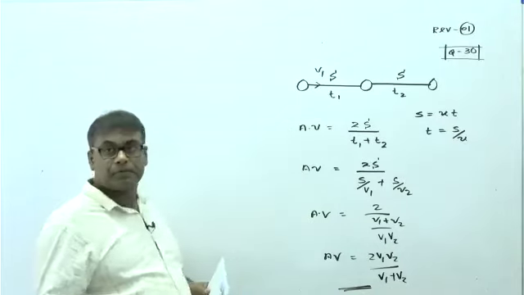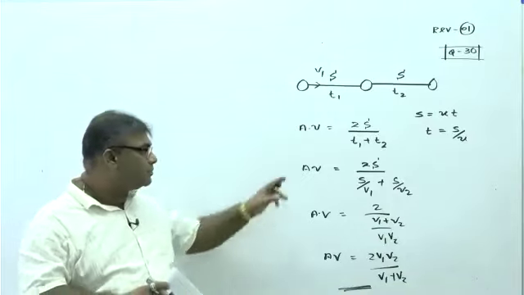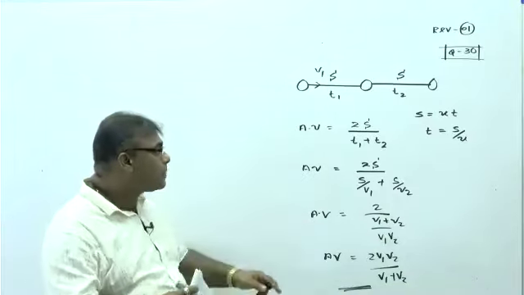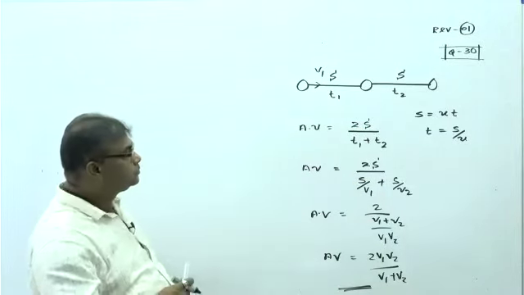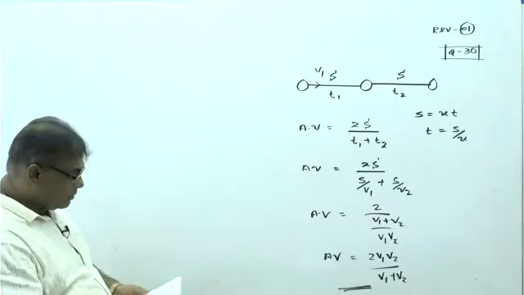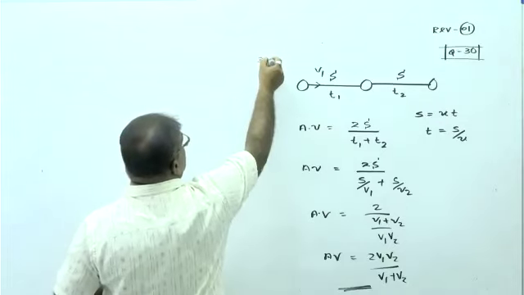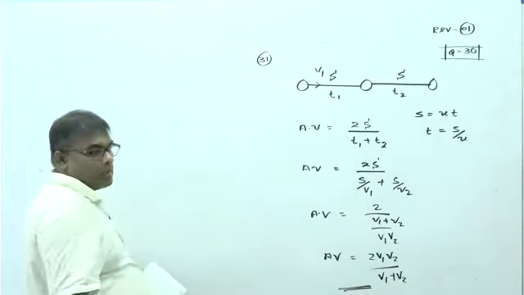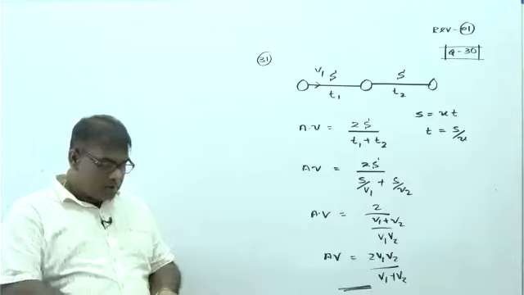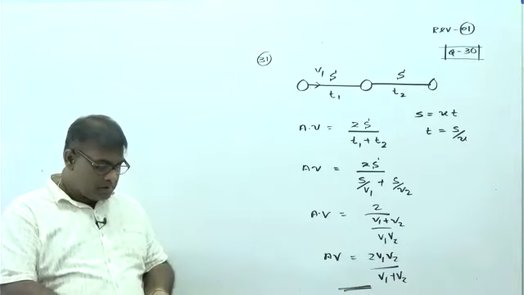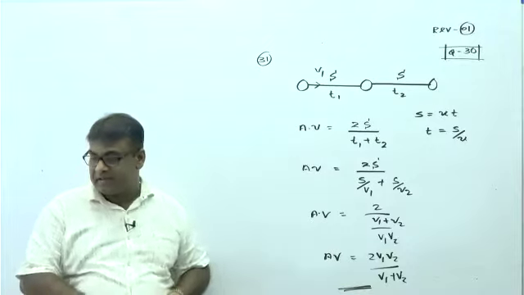Done, right? Within 1 minute we can complete this one. It's easy, no? Average velocity you should know: total displacement over total time. Done, right? Question number 31. Use 30 seconds to complete question number 31. Let's start.